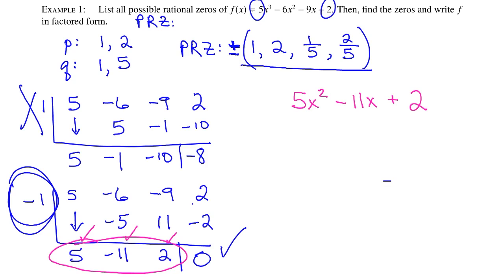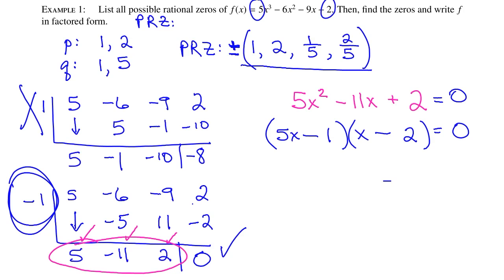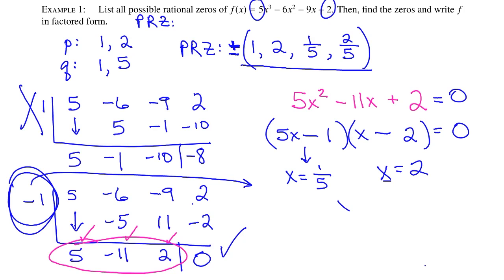We still have to find the other zeros, but now that we have a quadratic, we have other tools at our disposal. We can use the quadratic formula, we could complete the square, or we could factor. This one factors as 5x and x, a 2 here and a 1 here, with minus and minus. You can double check that that is the factorization. And these factors give me the zeros of x equals 1/2 and x equals 2. Combined with the negative 1 from the left side here, here are all 3 of our zeros.